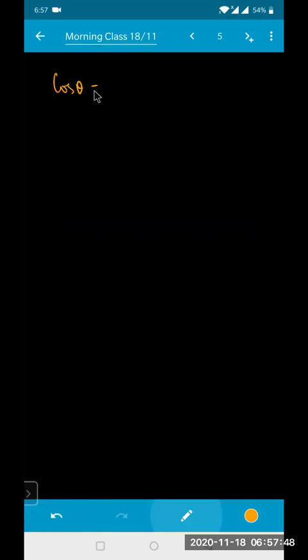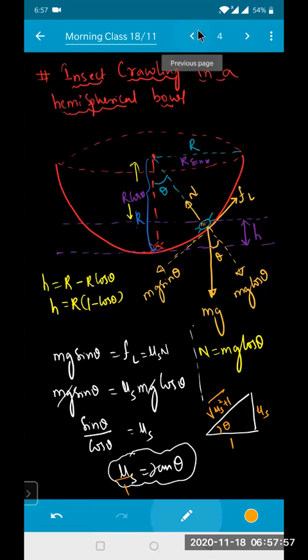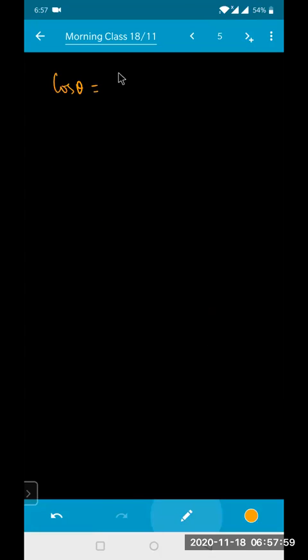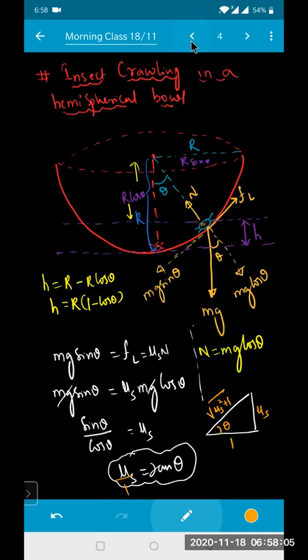Cos theta is equal to 1 by root over mu square plus 1. That's it, isn't it? Now from this, I can write the relation here: R minus h will be equal to how much right now?